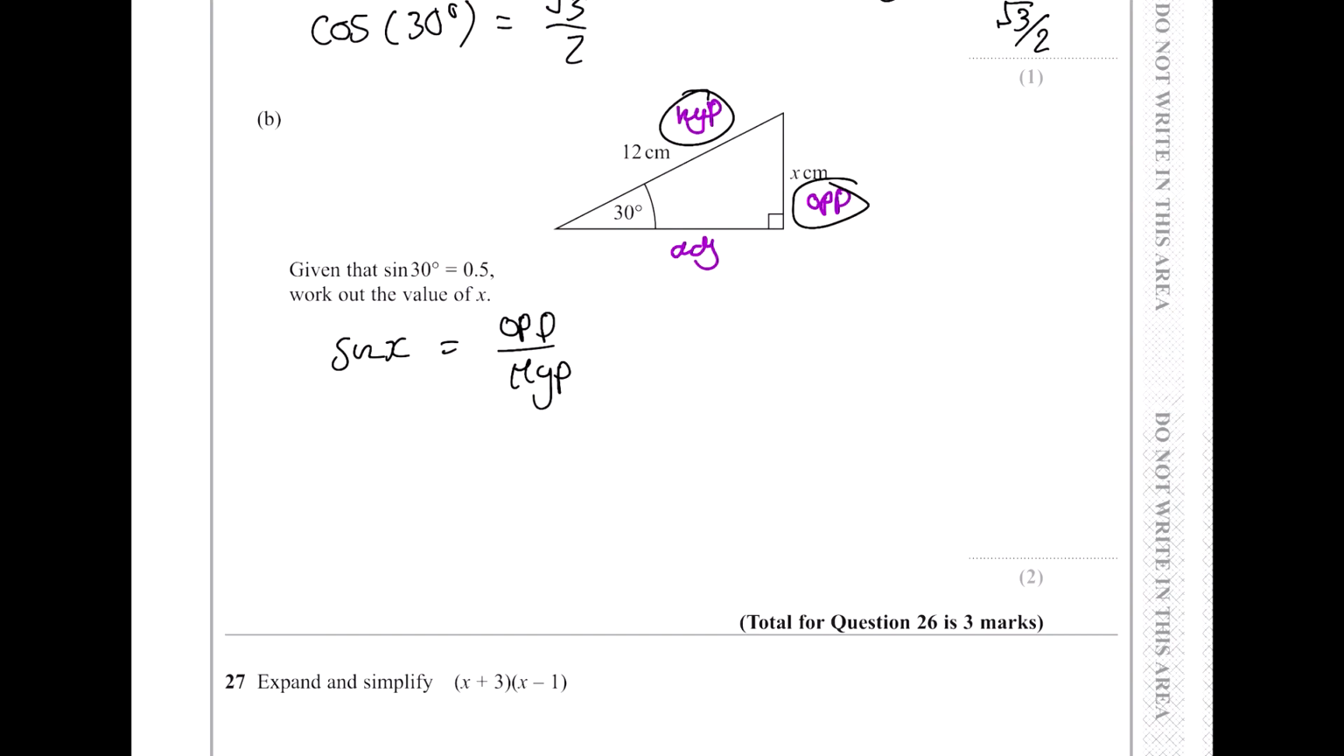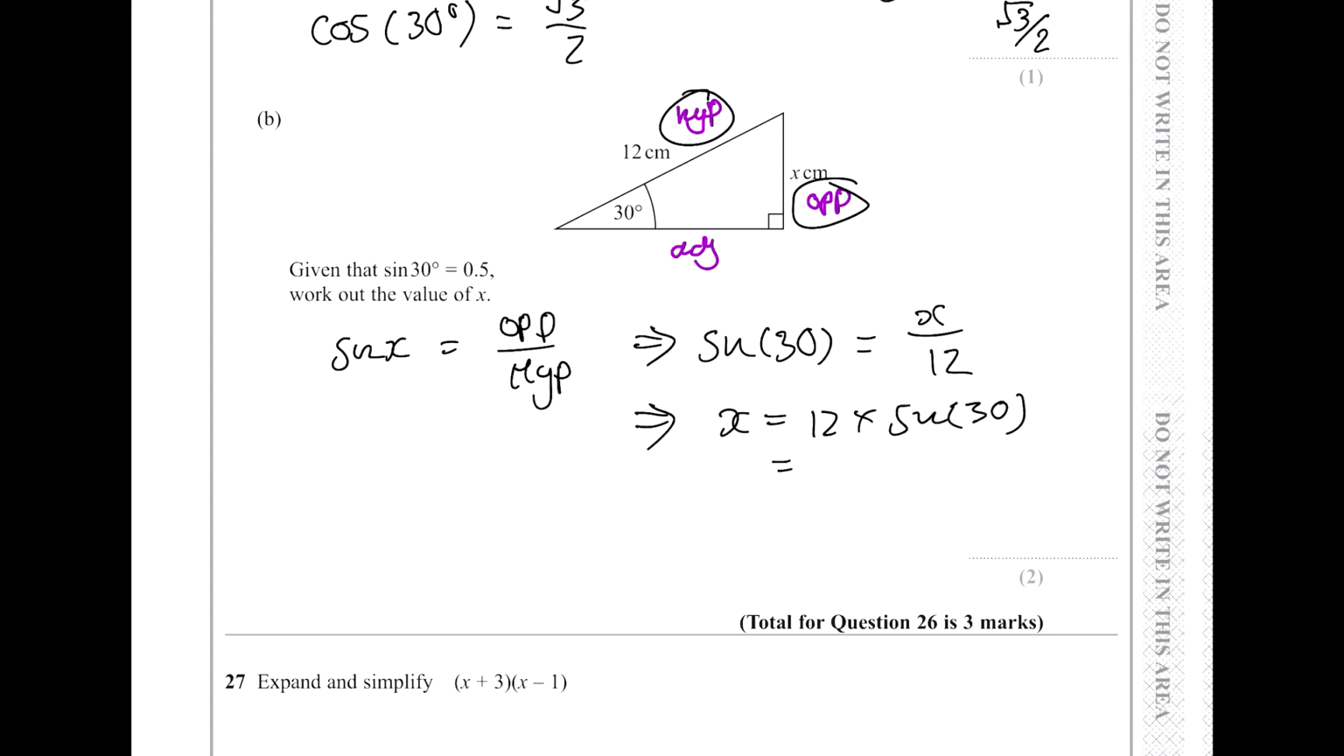So x is the opposite. So we can say the sine of our angle, which is 30, equals your opposite, which is x, over your hypotenuse, which is 12. And then from this, you see x is equal to 12 times sine 30. And we're told that sine 30 is a half, so that's 6. So again, when you're told this, use it. This is important if you don't know.